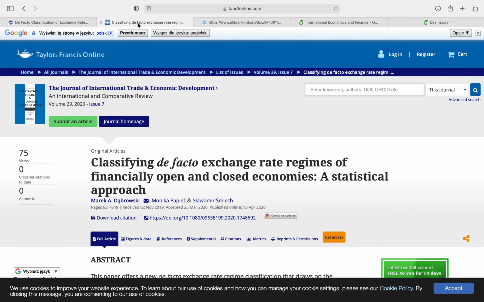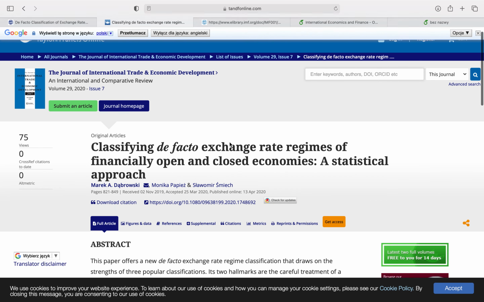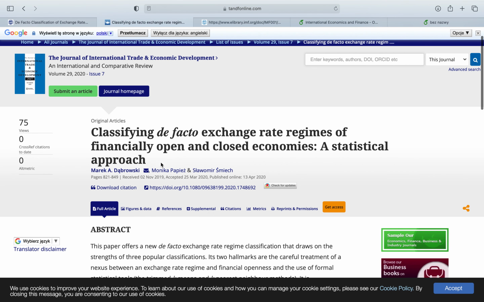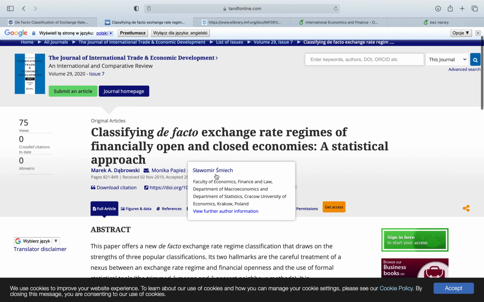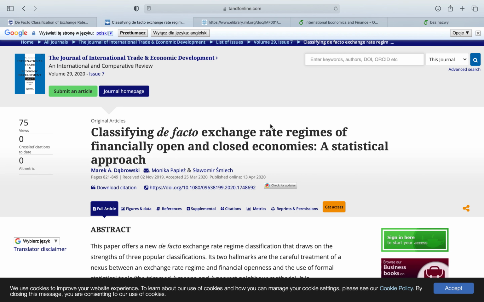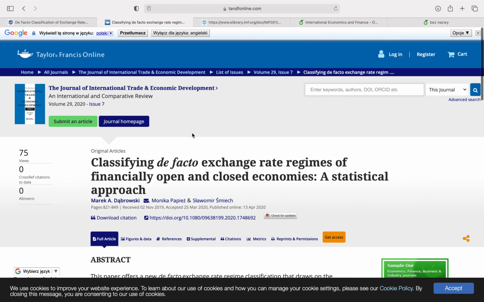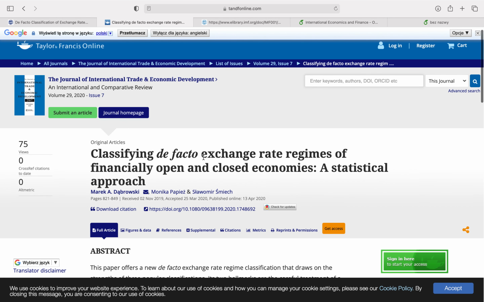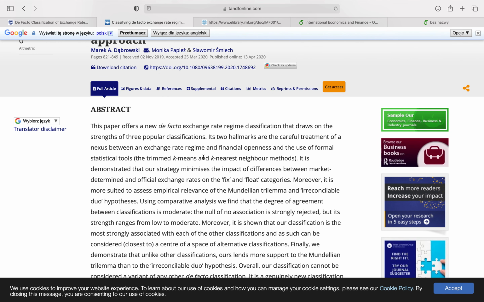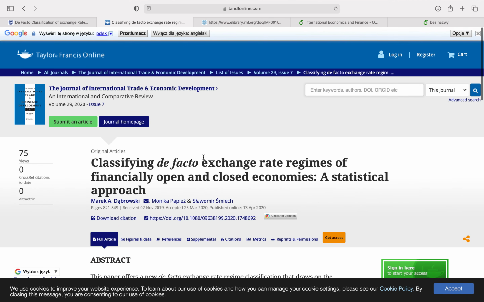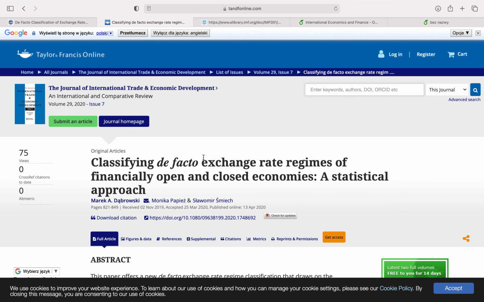And finally, here you can find a paper by Professor Marek Dąbrowski, Professor Bonika Papież, and Sławomir Śmiech. They're actually from Poland, and they provide yet another very new de facto classification of exchange rate regimes that was derived based on actual observation of what is happening in the economies. Okay, so this is it about exchange rate regimes.